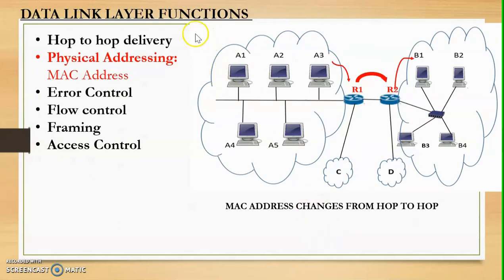Also, since data link layer is concerned with hop-to-hop delivery, the MAC address will change from every hop to hop. Now say for example in this figure, if A3 is sending to R1, then the source address will be that of A3 and destination address will be that of R1. And if R1 is sending to R2, then in the frame the source address will be of R1 and destination address will be of R2, and similarly for the other hops. So the MAC address of the sender and receiver will always change from hop to hop.